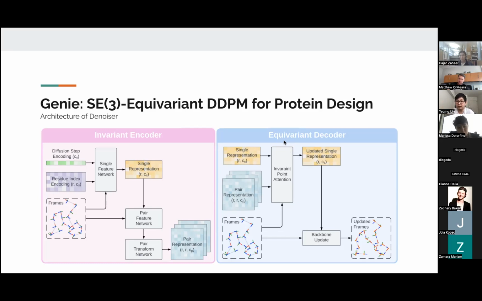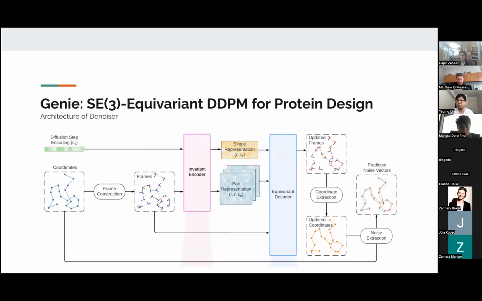The next part is the equivariant decoder, which is the IPA module from AlphaFold 2. It combines multiple pieces of information, the single representation, the pair representation, and the frame information, to update your single representation. Then you use this updated single representation to do your backbone update and compute the updated frame. That's the whole structure of it. Once you have the updated frame, we discard the orientation information, because what we care about is just the C alpha atom. Then we compute the difference, which we use as the predicted noise vector.